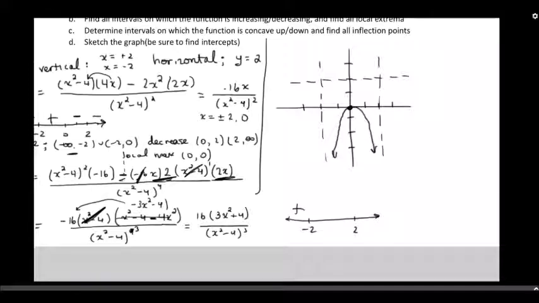Now in between negative 2 and 2 is 0. If I plug in 0 for this x and square it, I get 0 minus 4, which is negative. Negative to the third power is negative. And remember, the numerator here is always positive, so a positive divided by negative is negative, so the graph is concave down between negative 2 and 2, which we already see right here. We've already graphed a piece of the graph between negative 2 and 2, and it is concave down.